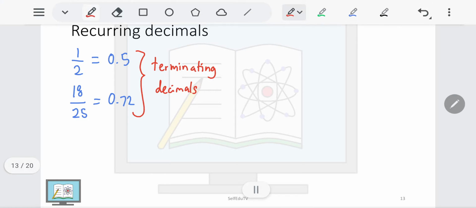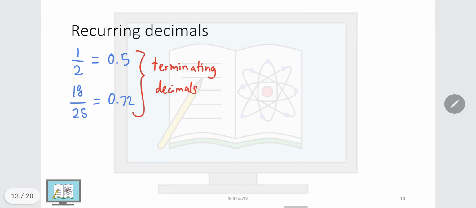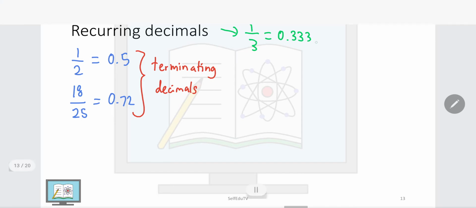But for some fractions, when you attempt to change it to decimals, for example, like 1/3. So 1/3 means 1 divided by 3. So if you carry out the division, you will get something like this. 0.333. The digit 3 is repeating. You can use your calculator to check. So if you try to change it to decimal, you will get something like 0.333333. So it will not end.